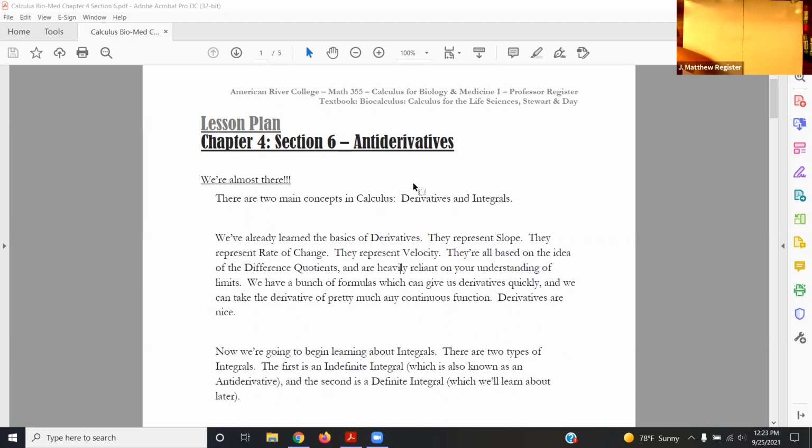There are really two main concepts in calculus, derivatives and integrals. And the antiderivative is another name for one of the types of integrals. And that's what we're going to be focusing on today. But first, let's make sure that we know what we know.